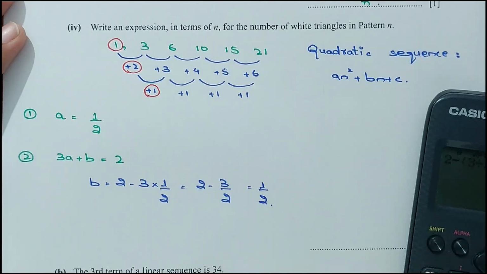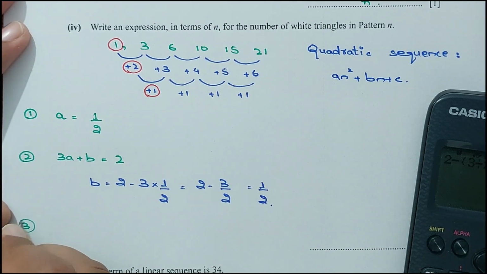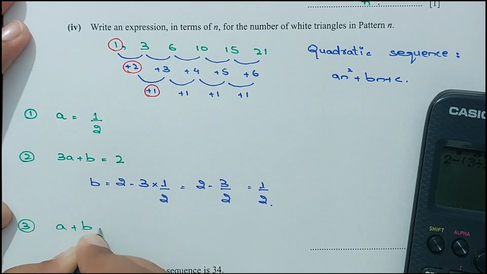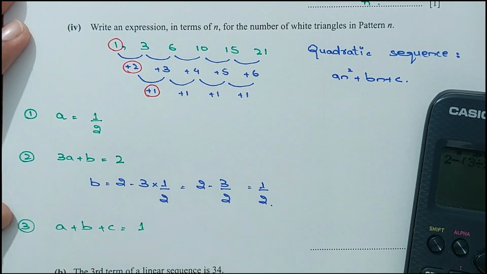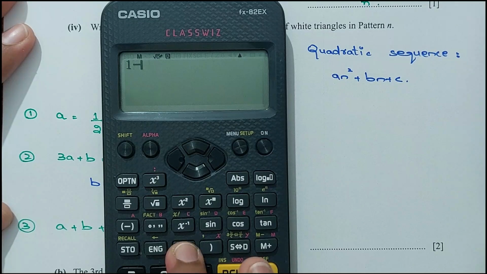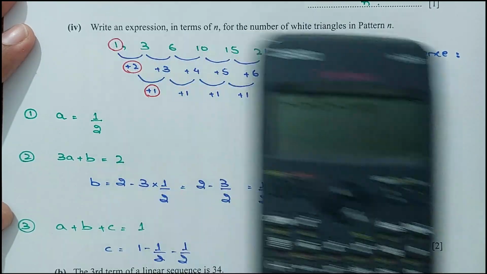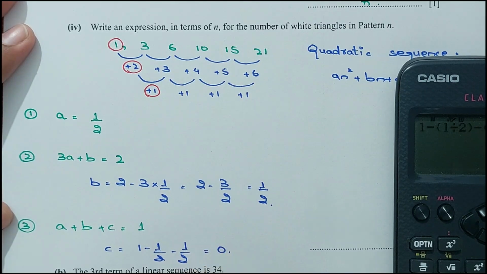Okay, the third equation to get the value of c is a + b + c. This is equal to the first term of the sequence, which is 1. From here we solve for c. The c is going to be 1 minus a minus b, so 1 minus 1/2 minus 1/2. This is 0. The c value is 0.